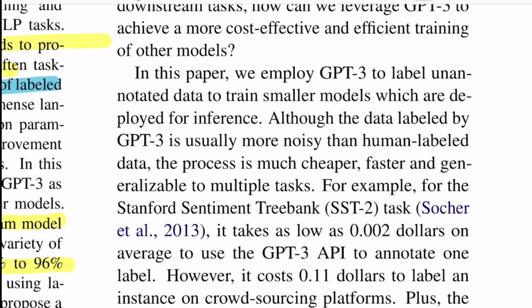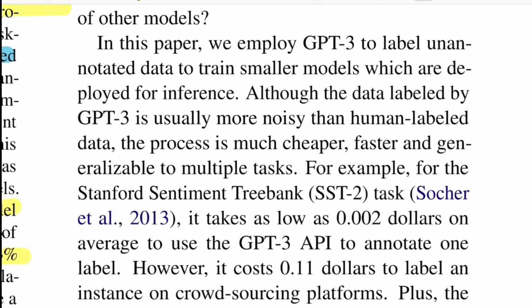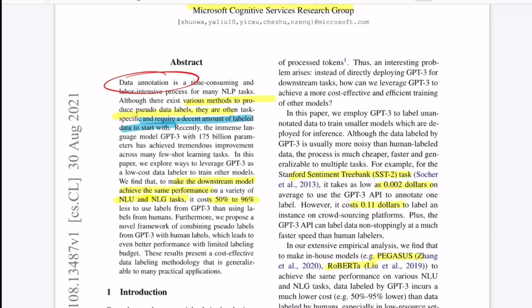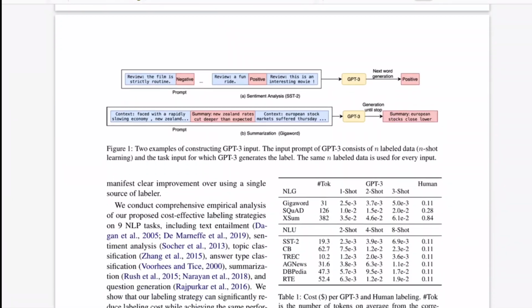Also, talking about the cost comparison for the task of sentiment analysis, let's say GPT-3 on average took $0.002 to annotate one sentence, whereas the crowdsourcing platform took roughly $0.11 to label one instance. So that's a huge margin, if you see. So clearly we can notice the impact of this paper now. Let's move forward and see the exact method they employ.